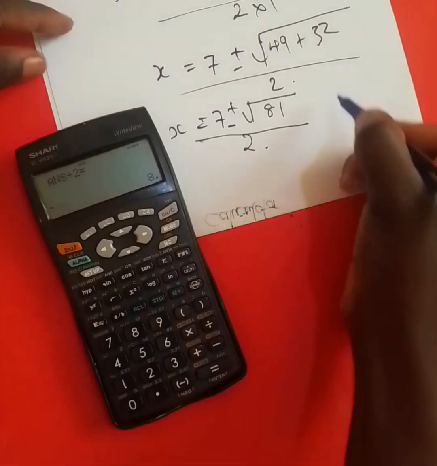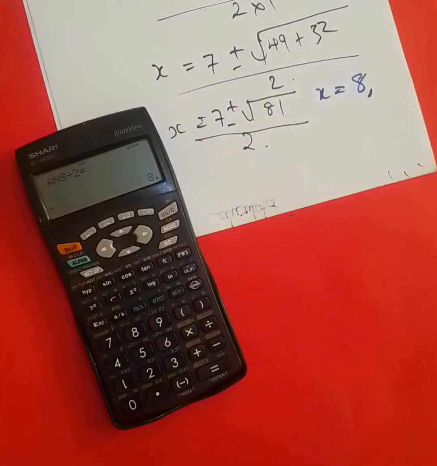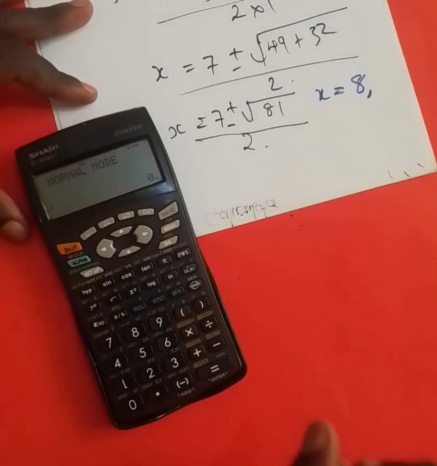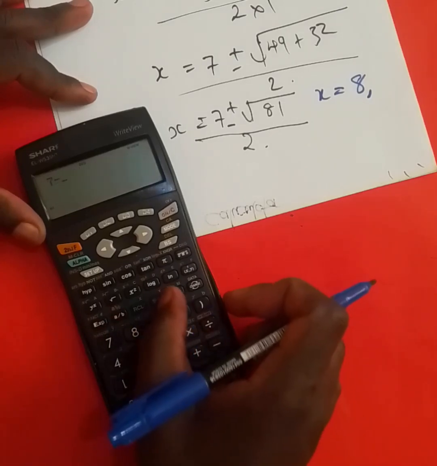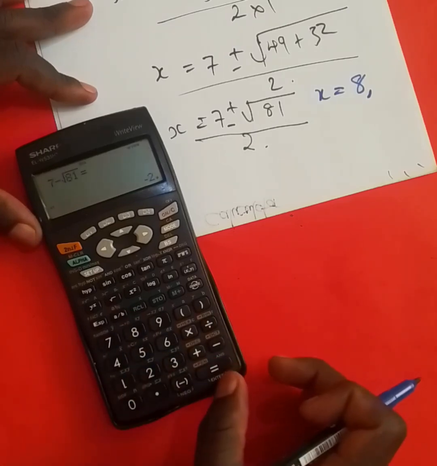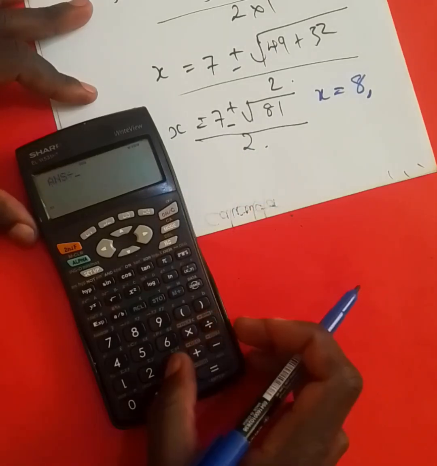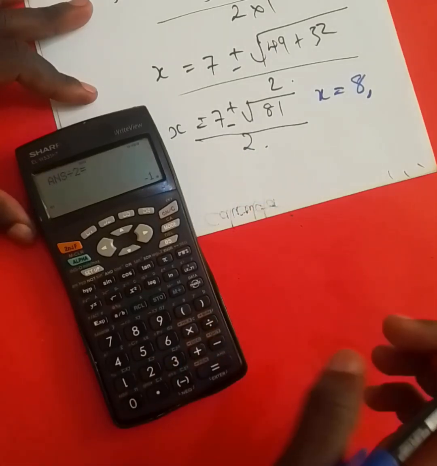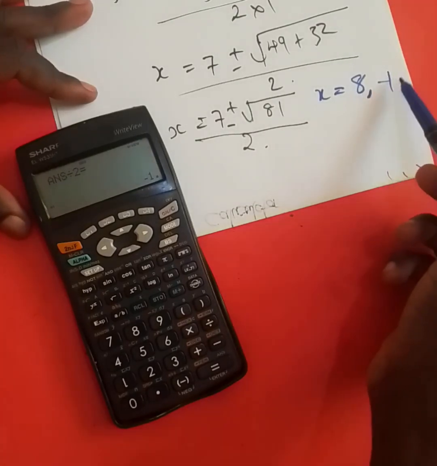Therefore, x is equal to 8. That's the first value. For the second value, we say 7 minus the root of 81, which is equal to negative 2, divided by this 2, equal to negative 1. So therefore, x is equal to 8 and negative 1.